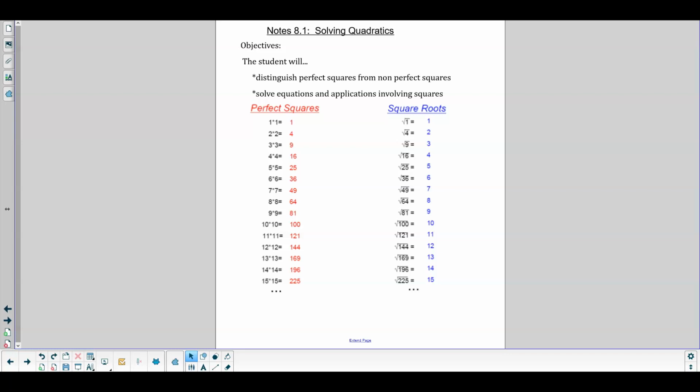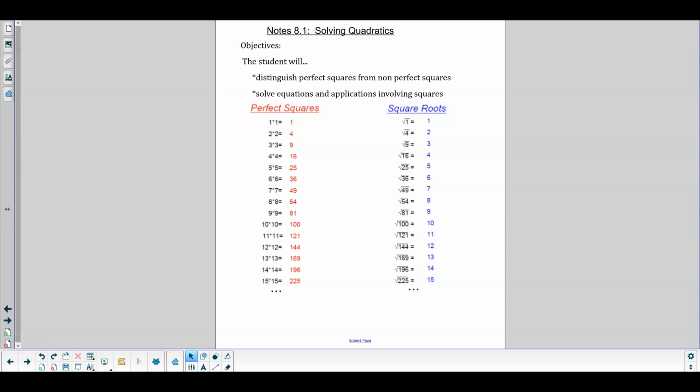Right, good afternoon, everybody. Just want to make sure you guys have your notes out for 8-1, and we're going to start this lesson with quadratics and solving what quadratic equations are. If you see on my screen, I have the objective here: distinguish between perfect squares and non-perfect squares.